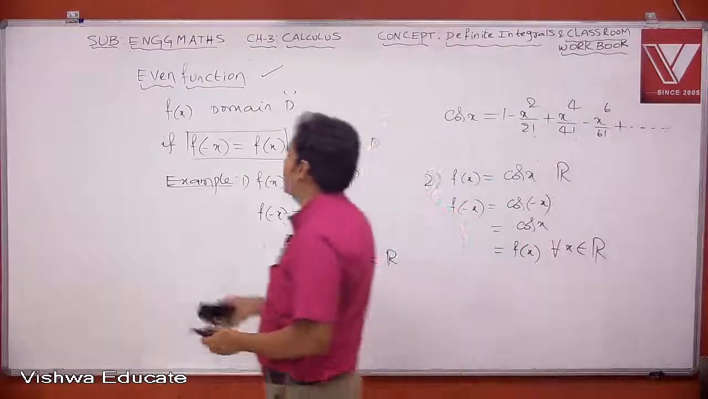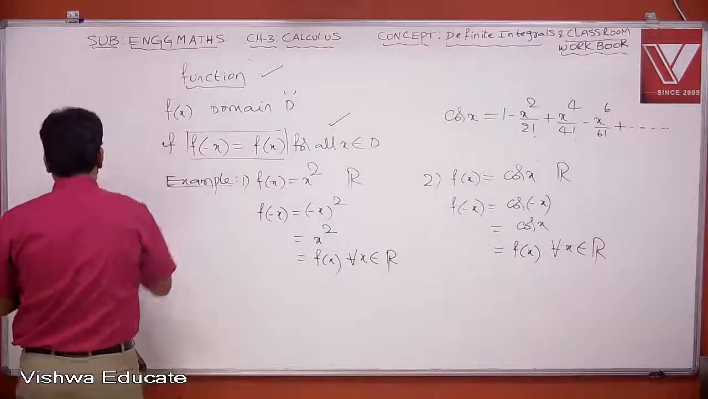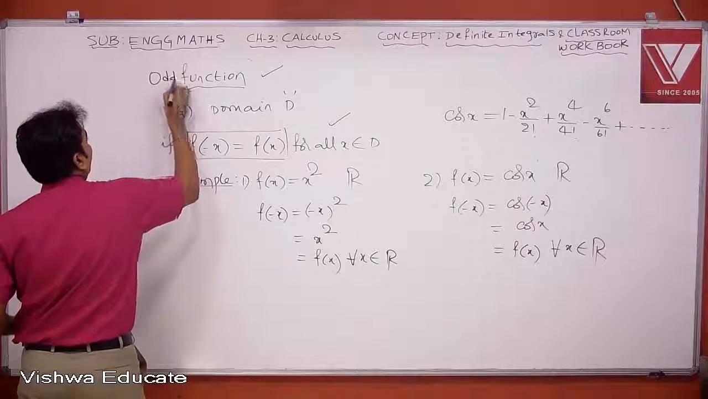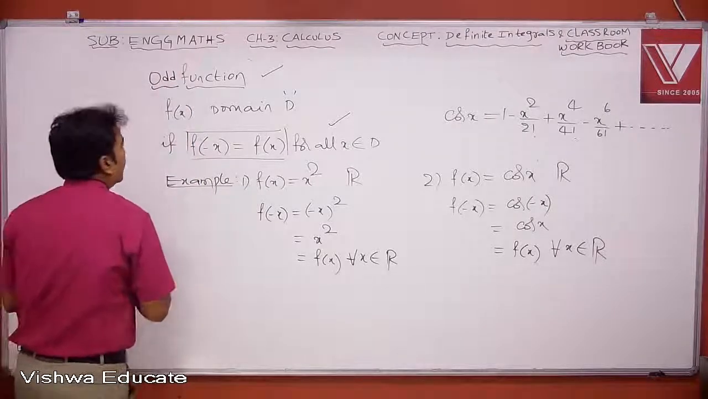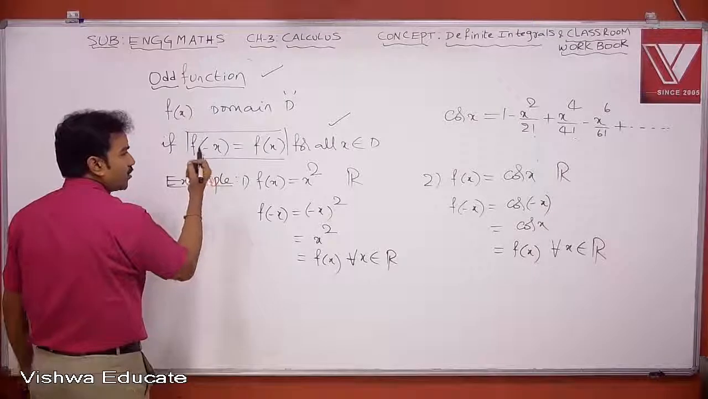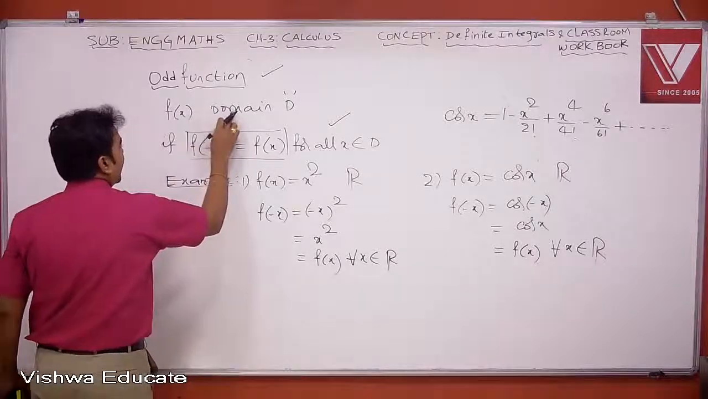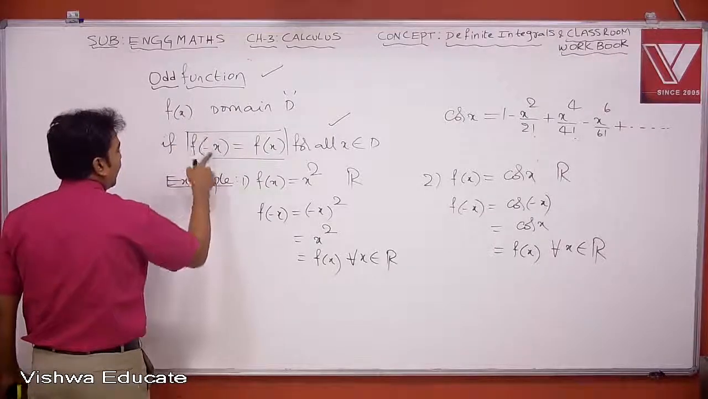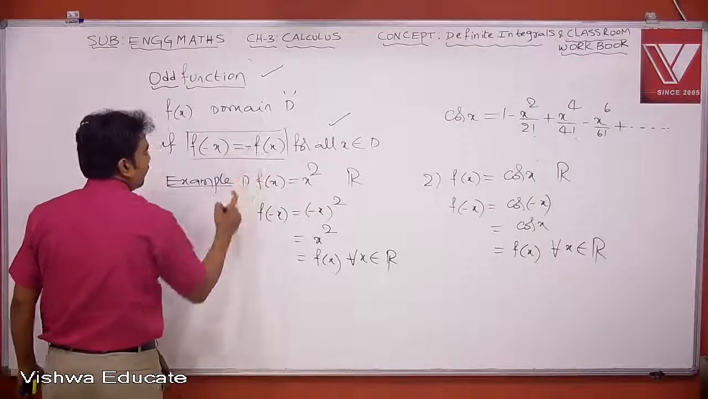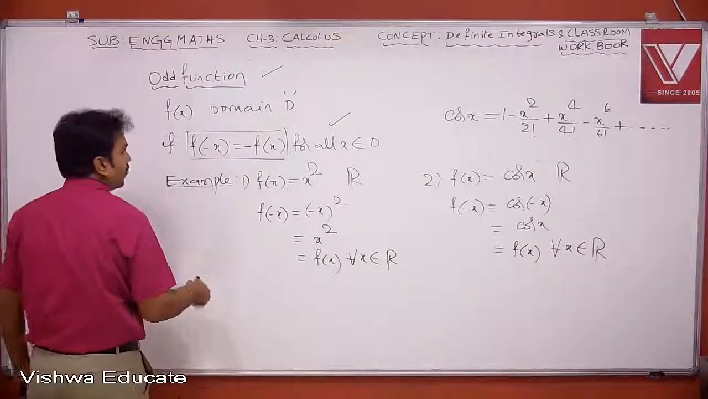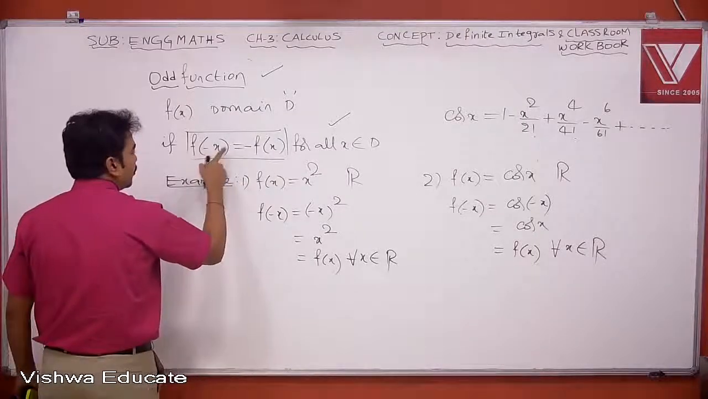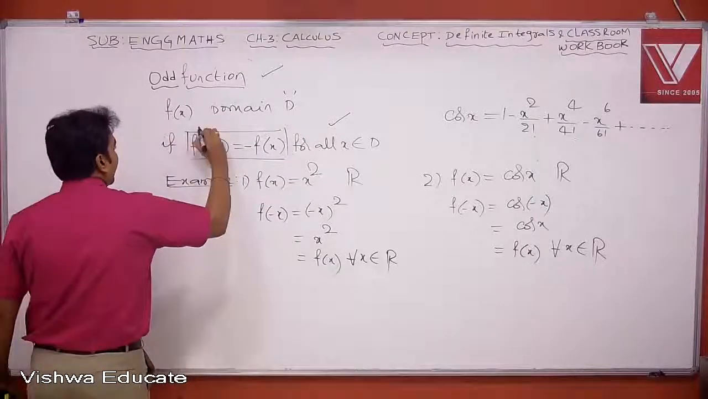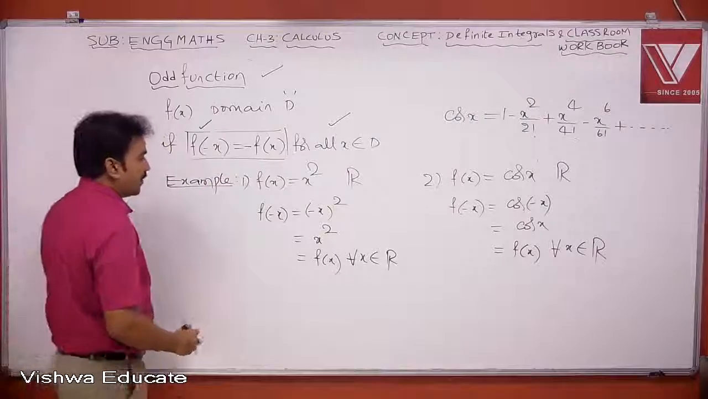Next we move to odd function. It is similar to even function, with some small changes. We have a function f of x defined over domain D. We say that this is an odd function if f of minus x is minus f of x for all x belonging to D. Replace x by minus x, you must get minus f of x for all x belonging to D. So in that case, f of x is said to be an odd function.